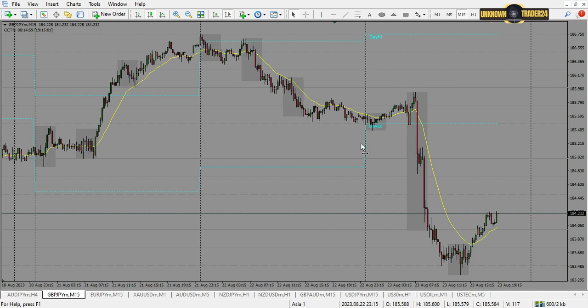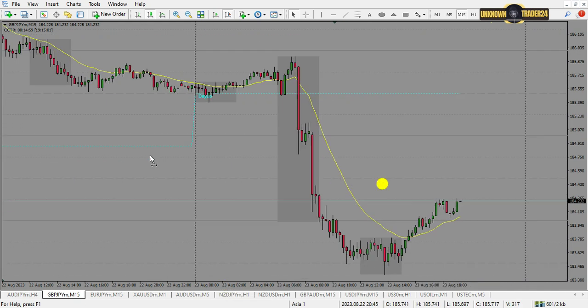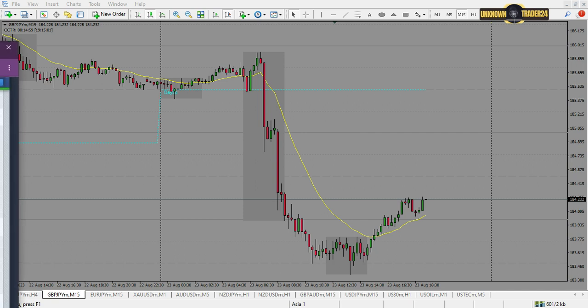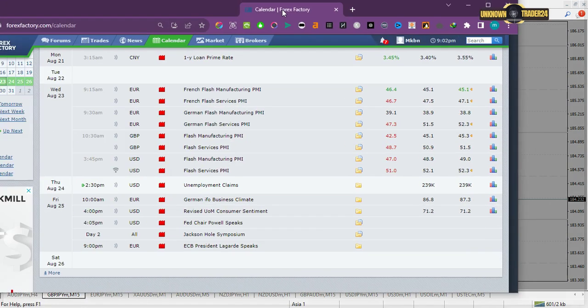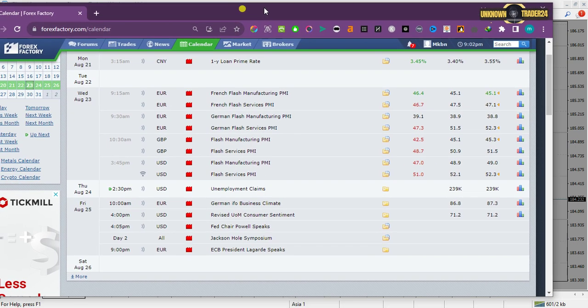I'm not gonna talk about Monday and Tuesday. So today, let's see what happened. Today there was a lot of news. Let me bring the calendar in so that we can all see this calendar. This is Forex Factory. I always talk about this website.